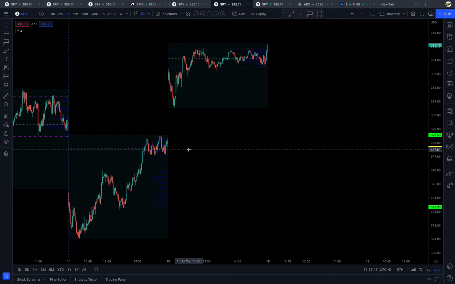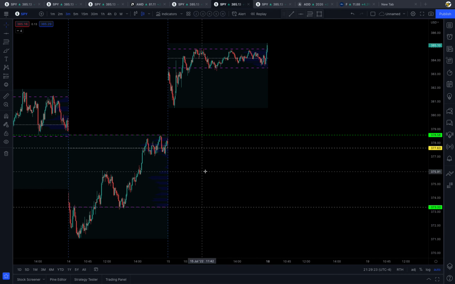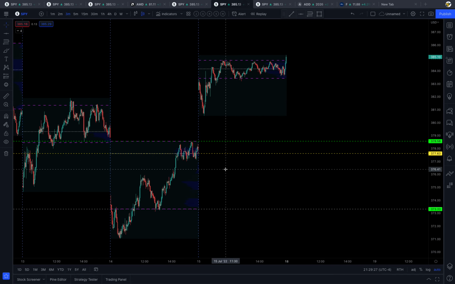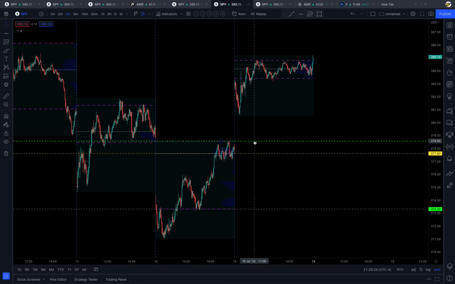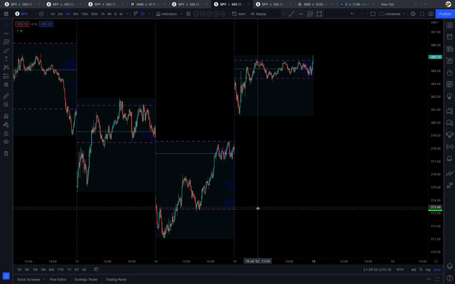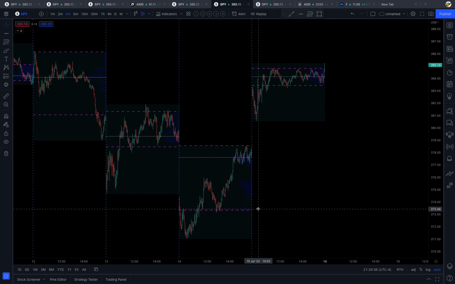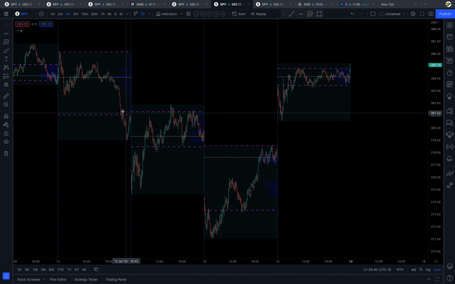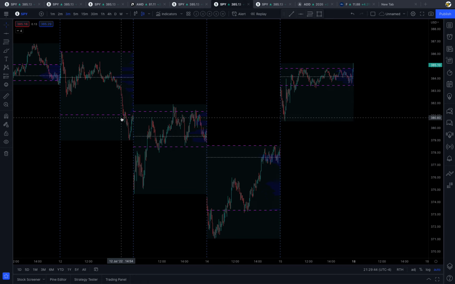Usually it hits it quicker. The one time I counted it as a loss, it didn't hit it till almost 3 o'clock in the afternoon, and if you were to get in, nobody would hold, at least I hope you wouldn't hold that far. But with this play, how you do it is, take these lines off. Like I said, it doesn't do it all the time, but what you're looking for is the open of the day to open up within the previous day's value area.